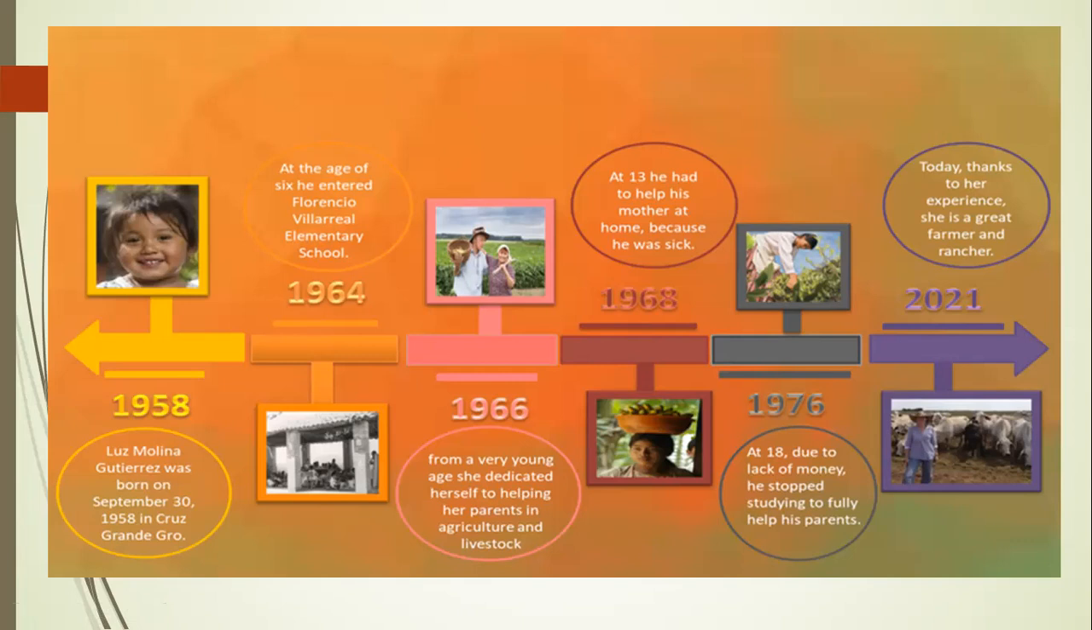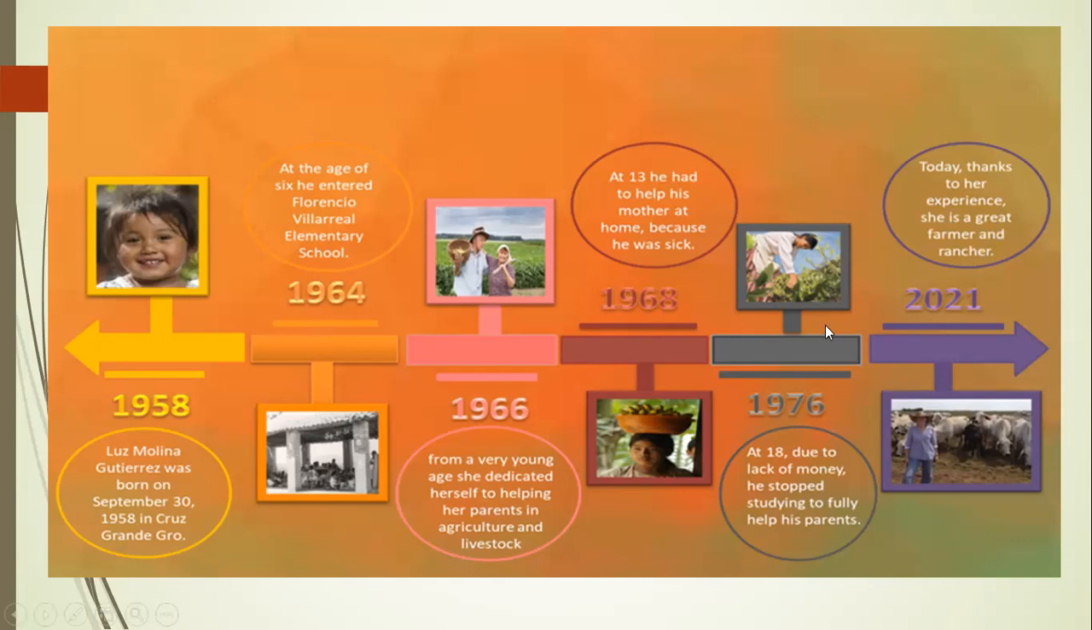In 1968, at the age of 13, he had to help his mother at home because he was sick. In 1976, at 18, due to lack of money, he stopped studying to fully help his parents. In 2021, today, thanks to her experience, she's a great farmer and a rancher.